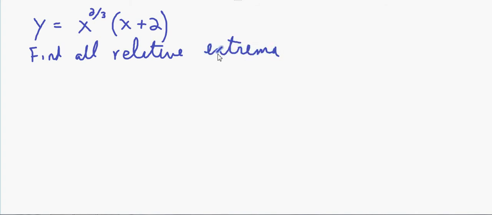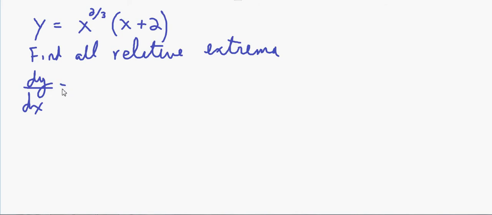So what we need to do is find the relative extrema. We know they can only happen at critical points, so we find all the critical points. Then we use the first derivative test to determine if they are maximums or minimums or neither. So step one, derive this thing.